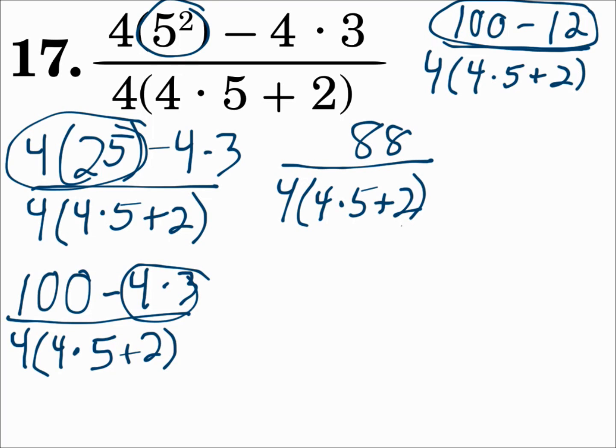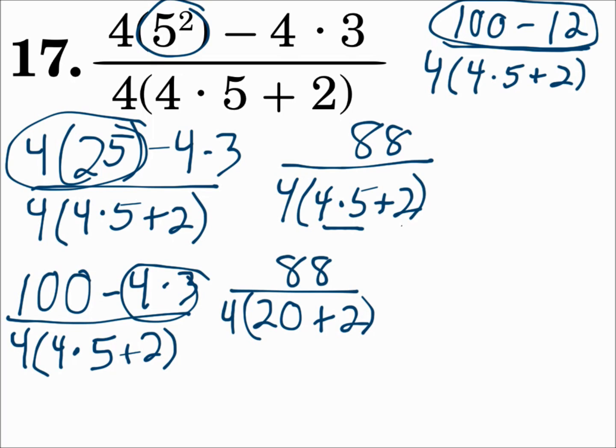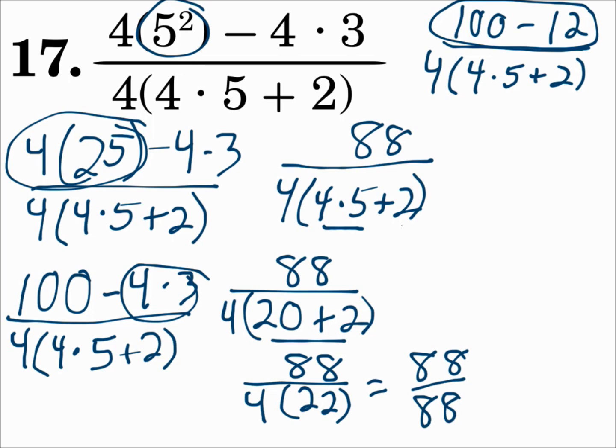In the denominator, you have parentheses. In the parentheses, multiply or add. You multiply next. 4 times 5 is 20. Still in the parentheses, 20 plus 2. That's a 22. Finish up the denominator. 4 times 22 is 88. And 88 divided by 88 is 1.